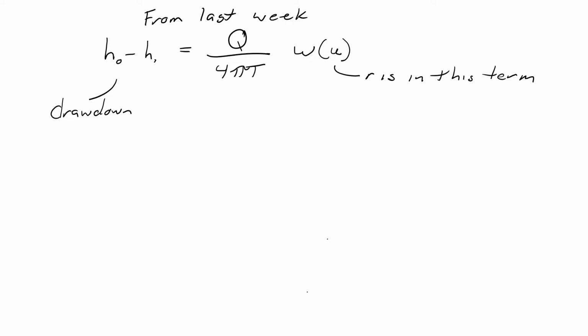Okay, so I put the equation from last week up here. So this is for pumping, creating a cone of depression. Okay, if you're pumping, you're always going to have Q, right? You're always going to have a value there. 4 is a value that's always there. Pi is a value that's always there. T is transmissivity. So you're always going to have a value there, right? And then you have this W sub U that you looked up from that table.